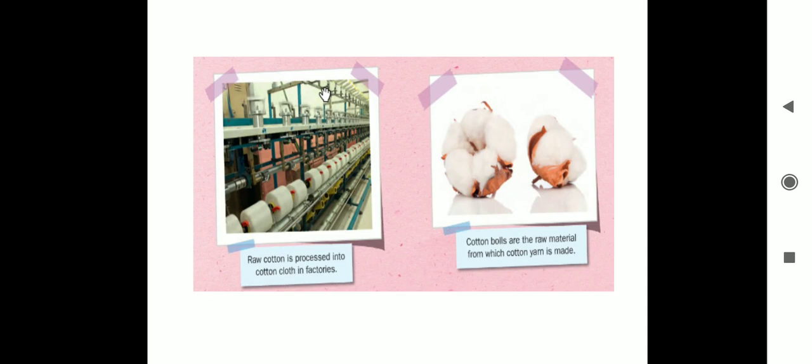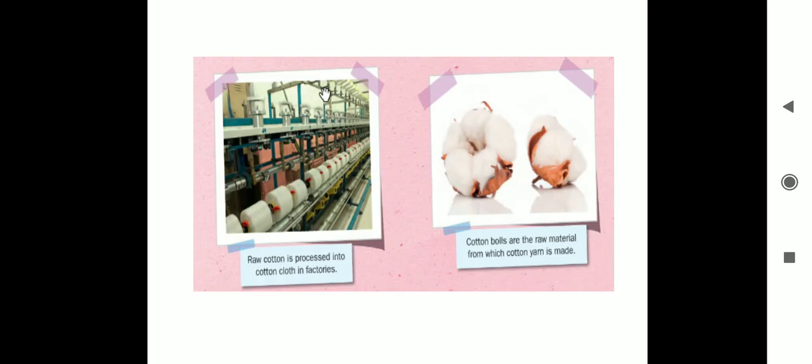If you see in this picture, raw cotton is made into cotton cloth in factories. If you look carefully, the raw material is put into the machines, and then processing is going on, and what is made is the cloth, in the factories. Next, the cotton bolls are the raw materials from which cotton yarn is made. This raw material is used in the factories to produce cotton. Many of you must have seen cotton fields in reality also.